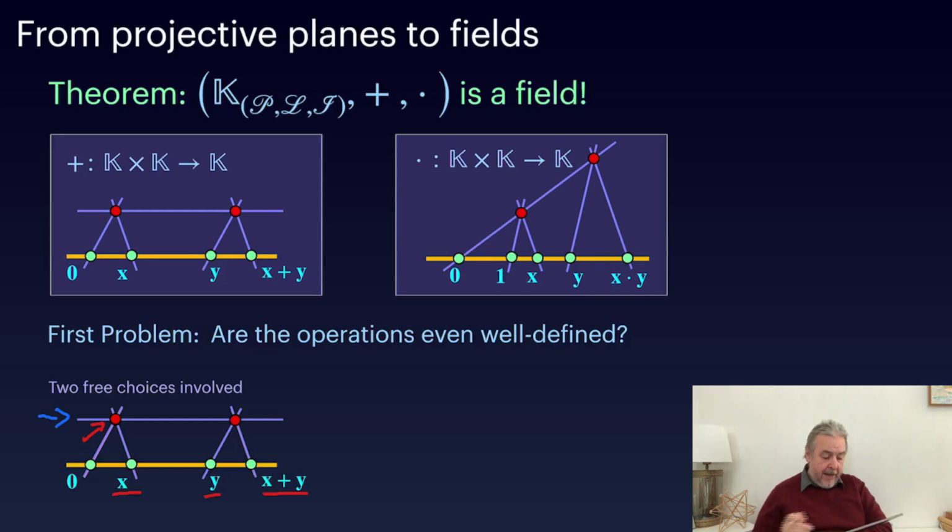So let's have a look at that. Assume I choose a different point on those lines, then we would not have constructed our x plus y with respect to this red point. We may have constructed it with respect to that blue point, and may have ended up at a different point here. But there is a reason that we can say it will end up at the same point here.